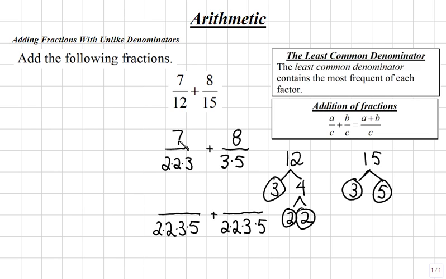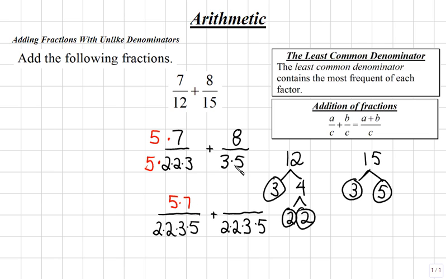Next, we'd like to change our fractions to equivalent fractions that contain a common denominator. For our first fraction, we already have a pair of 2's and a 3, but we need another 5. So we'll multiply our denominator by 5, and therefore multiply our numerator by 5. So the numerator will become 5 times 7.